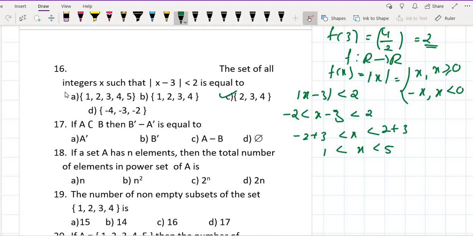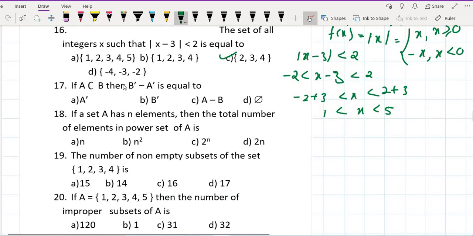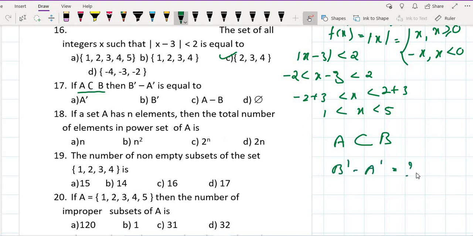Consider next question. A is the subset of B. You know that this is a subset notation. A is the subset of B means A is contained in B. Then B dash minus A dash, this you have to calculate.